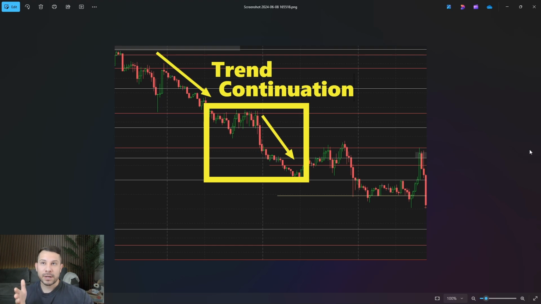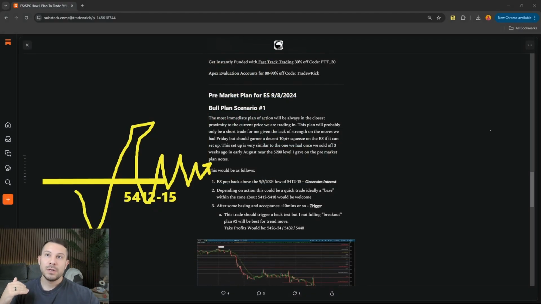So in my pre-market plans, I always discuss 2 scenarios for the bull thesis and then 2 scenarios for a bear thesis. I'm always planning ahead because I don't know what will happen, so it's better to be prepared for what can happen and just use it as a guardrail for price, understanding the mechanics of the market. So let's jump into that.